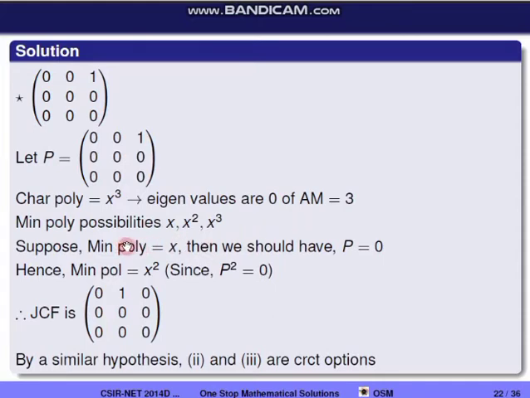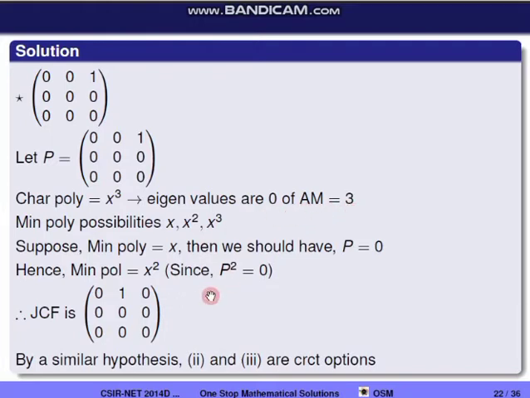Suppose if I take the minimal polynomial equal to x, then the matrix P should satisfy the equation. That is, we have to get P equal to 0, but we are getting a contradiction because P is a non-zero matrix. Therefore the minimal polynomial is x square, because we are getting P square equal to 0. So we have a Jordan block of order 2, and all other blocks will be of order less than or equal to 2.